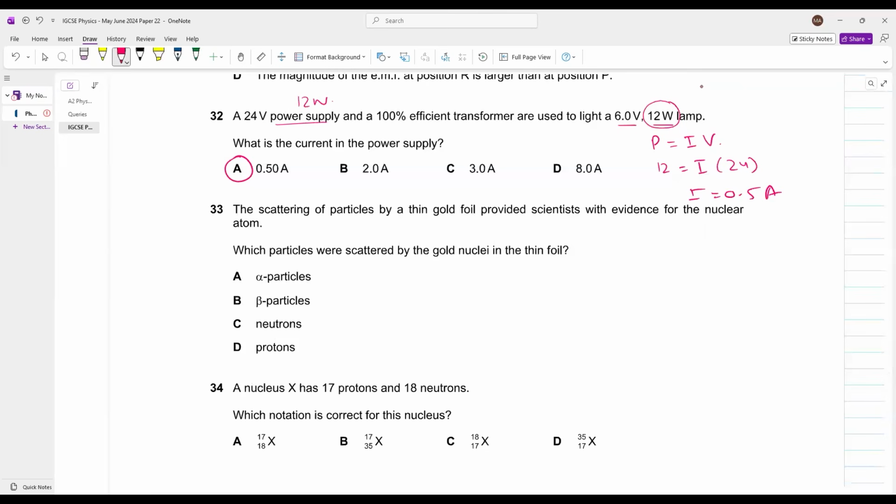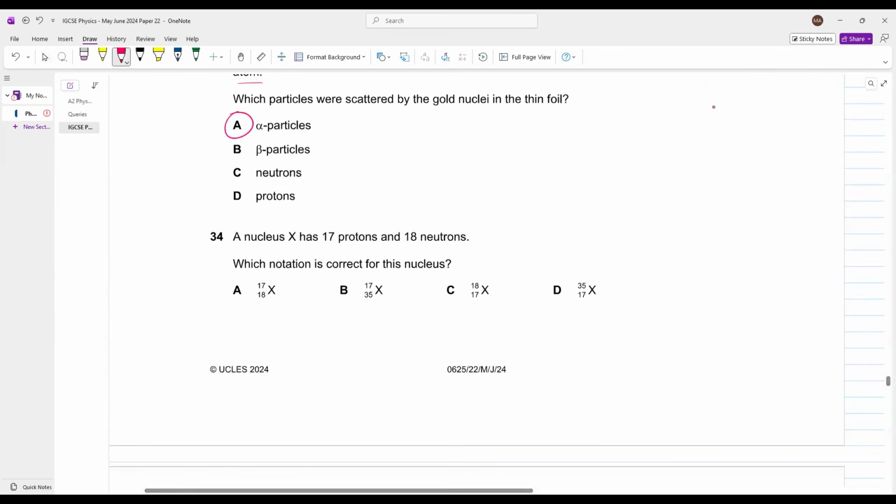The scattering of particles by a thin gold shield provided scientists with evidence for the nuclear atom. Which particles were scattered? Alpha particles. How easy can a question be? A nucleus X has 17 protons, 18 neutrons. Which notation is correct for this nucleus?